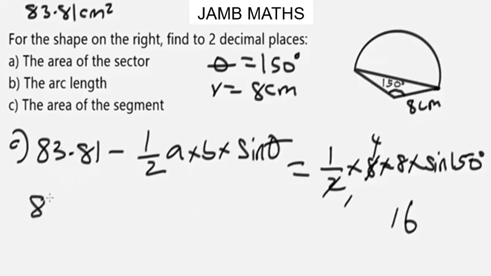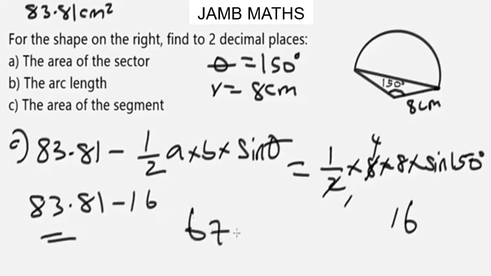Therefore, the area of the segment will be subtracting 16 from 83.81, the area of the sector. So it's going to give us 83.81 minus 16. Alright, so when you punch it in the calculator, I have it to be 67.81. Since we are dealing with area, you add the unit cm square or centimeter square. Okay, so this will be the answer to this question, area of a segment.